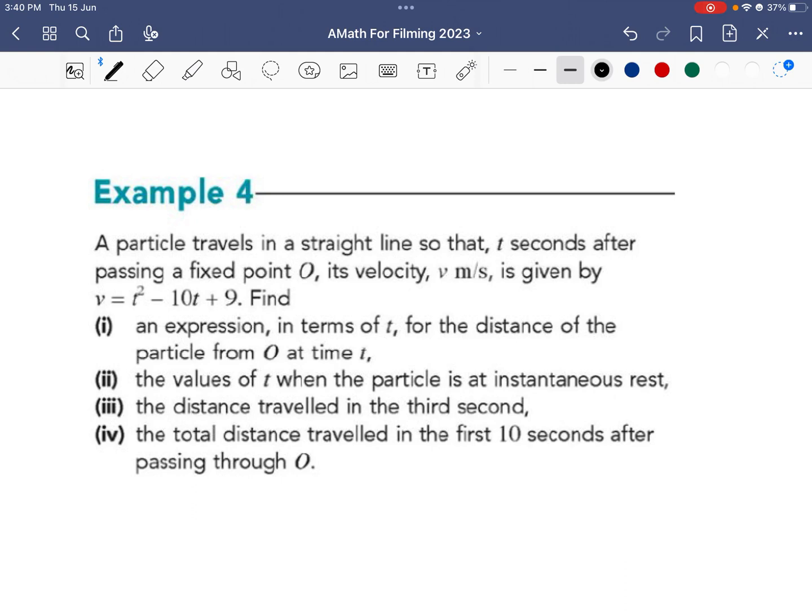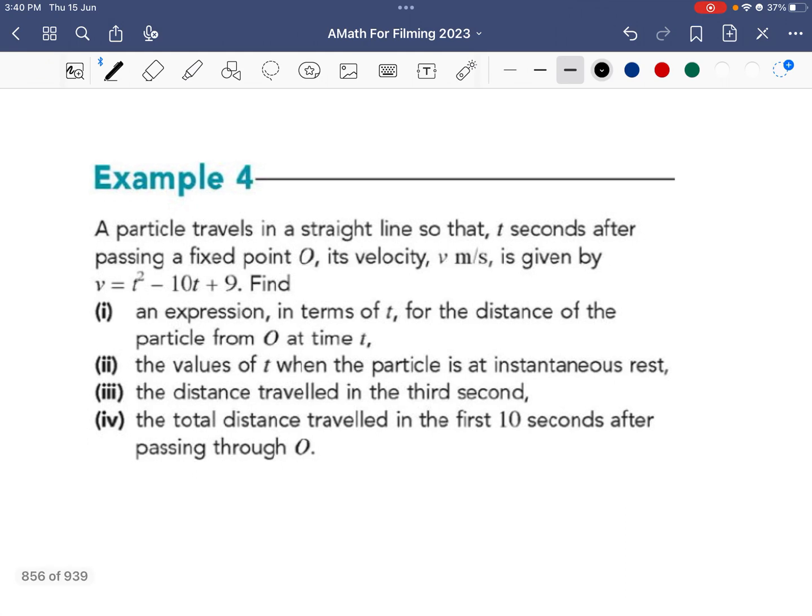Example 4 talks about a particle traveling in a straight line. At t seconds after passing a fixed point O, the velocity is given by v equals t squared minus 10t plus 9. First and foremost, find an expression in terms of t for the distance of the particle from O at time t. So what we're going to do here is this. The first part is still very manageable.